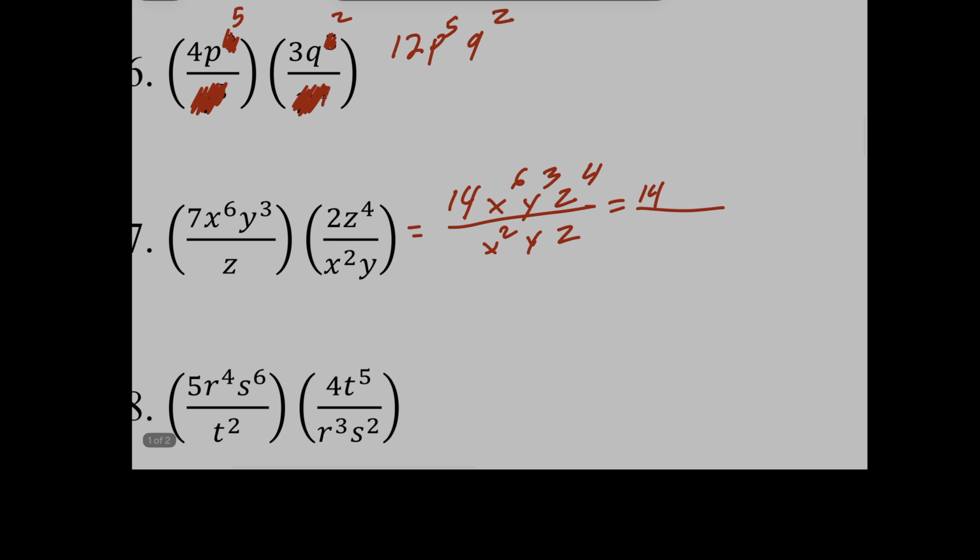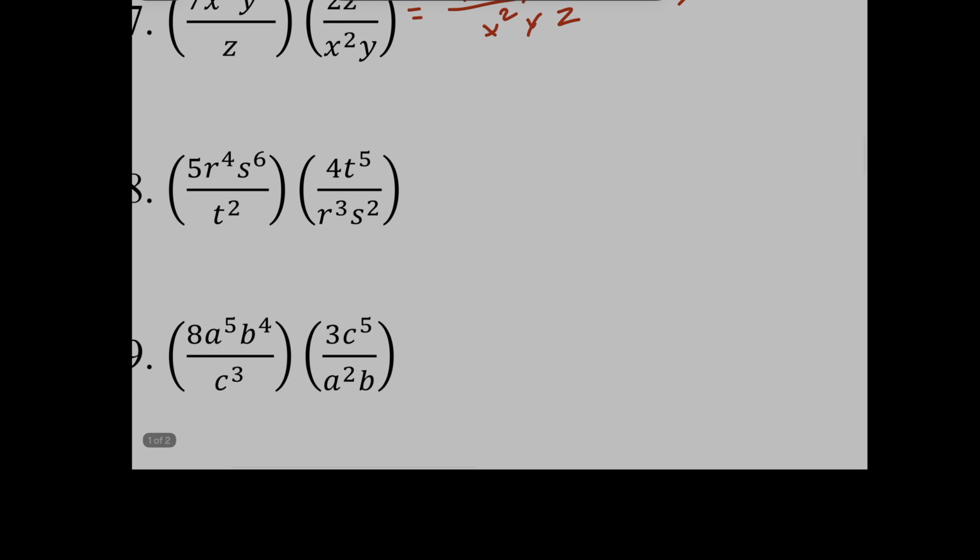Okay, I have 6 on top, 2 on bottom. That becomes a 4. I have 3 on top, 1 on the bottom. That becomes a 2. Something's happening with my pen. There we go. And I have 4 on top, 1 on bottom, that becomes a z to the third. And there's my answer, okay?